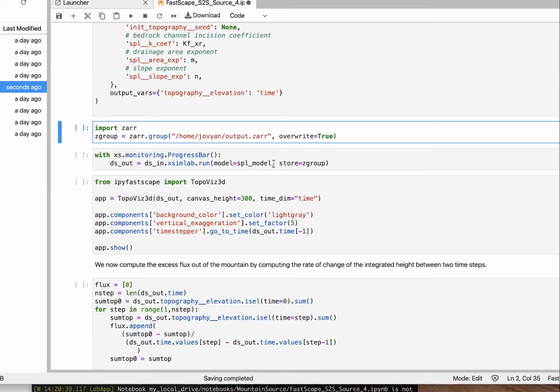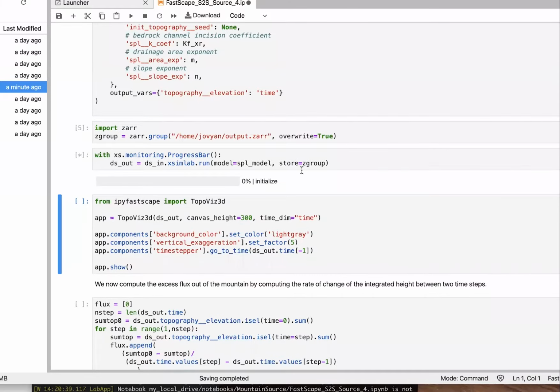Another thing you can also do is remove this option. So you just run the model like this. You comment it out, and it will even go faster.